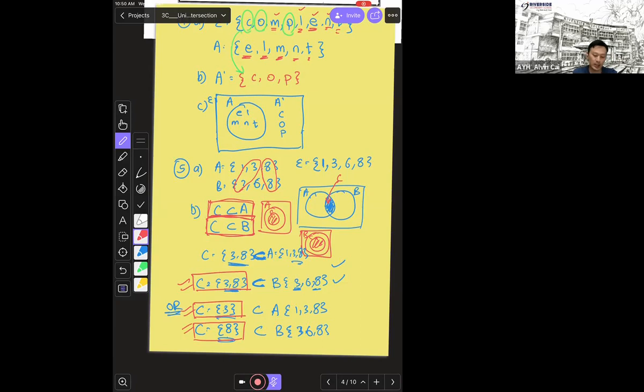All right. Okay, so I will choose the first one as my answer. If I choose the first one as my answer, then for part C, we are supposed to draw the Venn diagram.